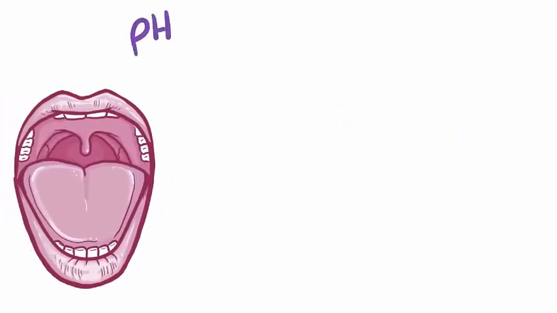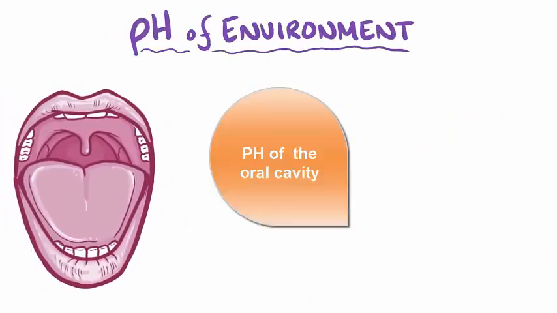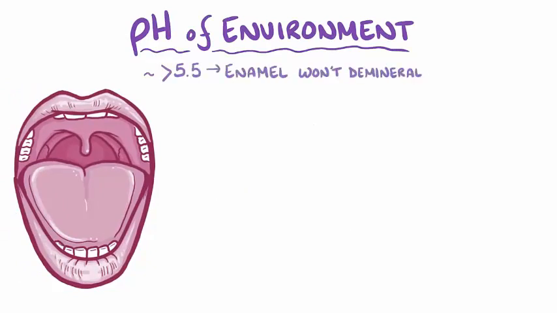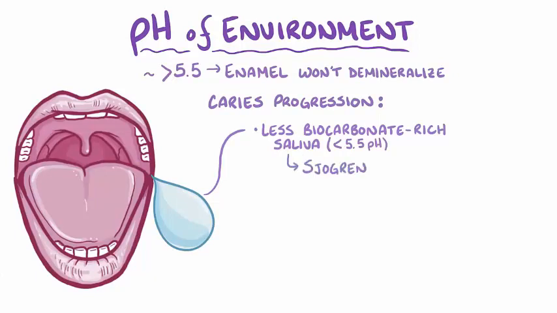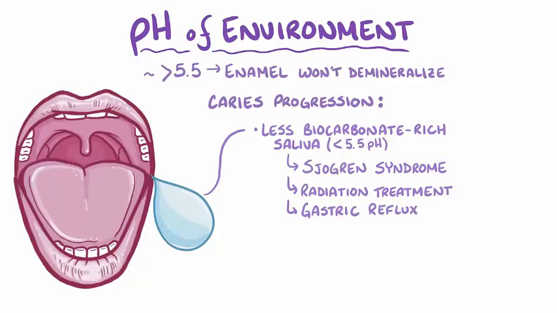So typically dental plaque can form on the surface of teeth, but if the pH of the local environment around the tooth surface remains above about 5.5, enamel will not demineralize. One factor that tips the balance towards caries progression is having less bicarbonate-rich saliva, which can result from conditions like Sjogren's syndrome, radiation treatment for cancer, gastric reflux, or as a side effect of a medication or recreational drugs.